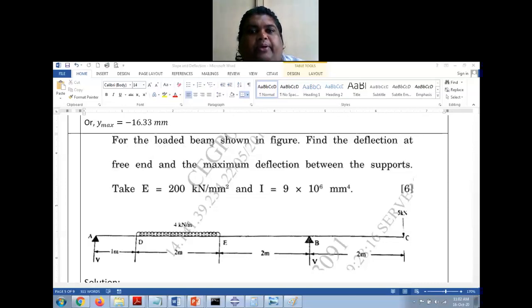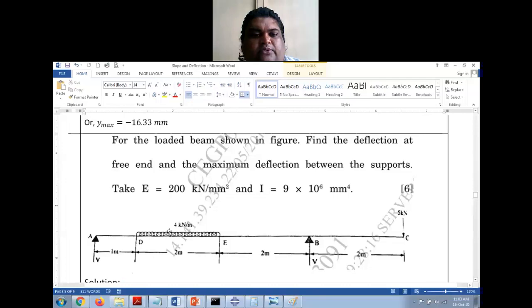For the loaded beam shown in the figure, find the deflection at the free end and the maximum deflection between the supports. Take E equal to 200 kilonewton per mm square and I equal to 9 into 10 raised to 6 millimeter raised to 4. Right? So this is the numerical.